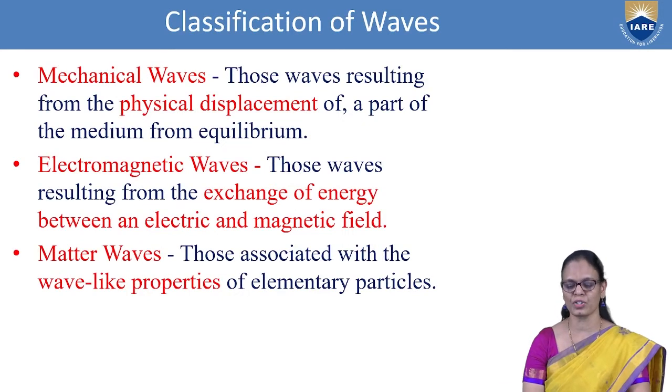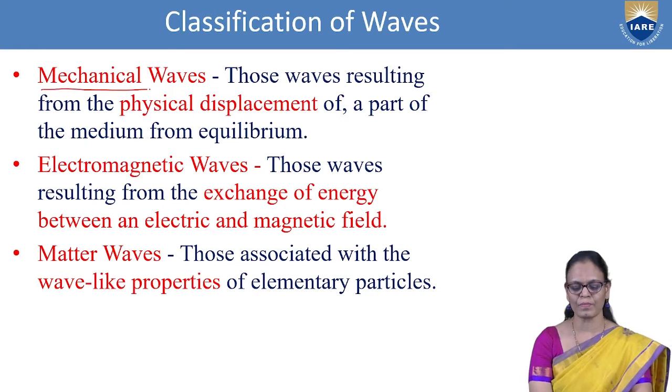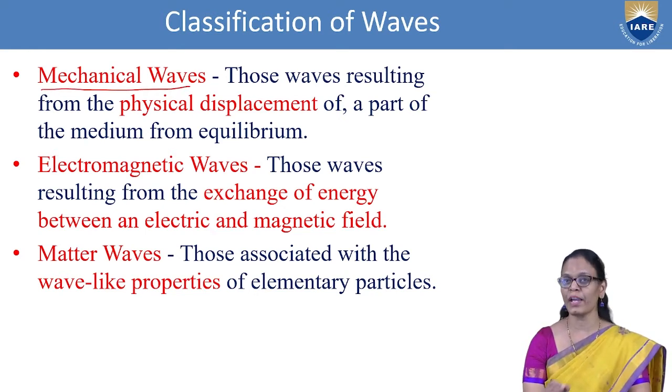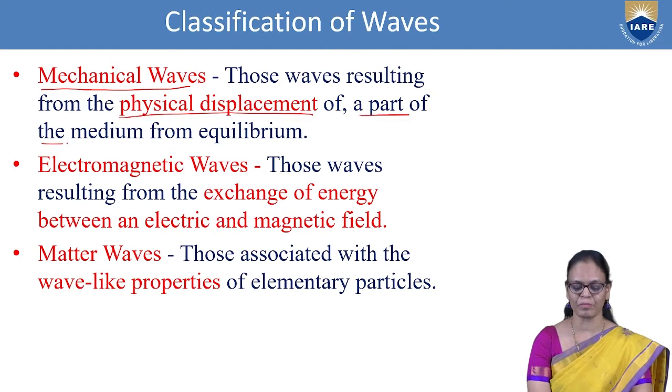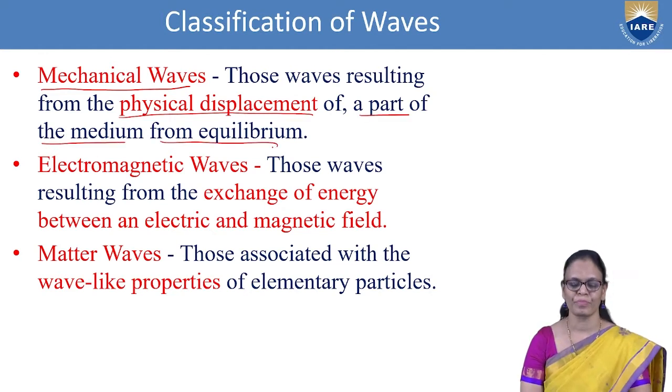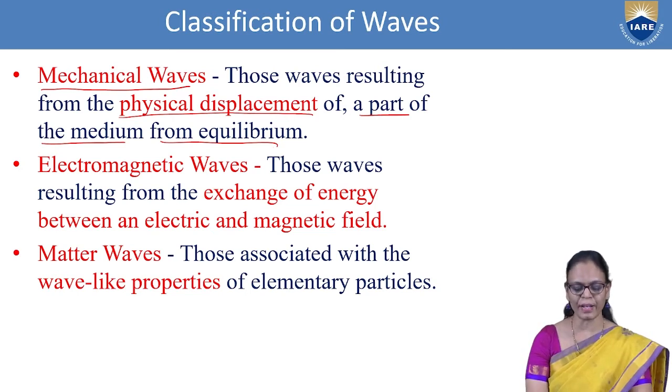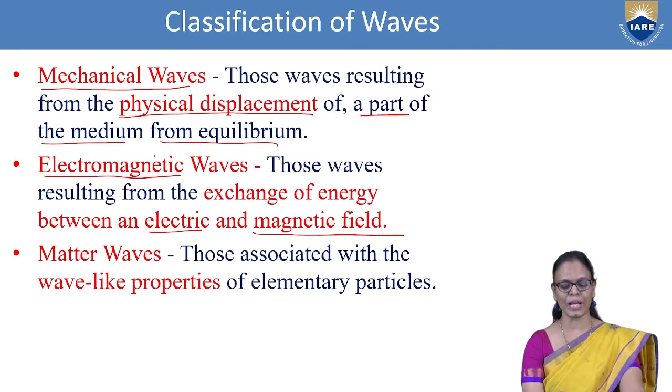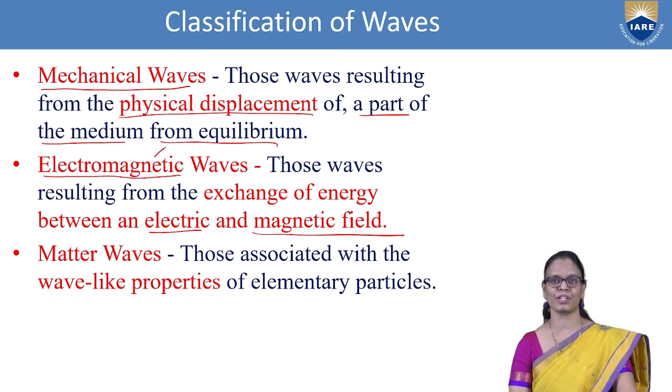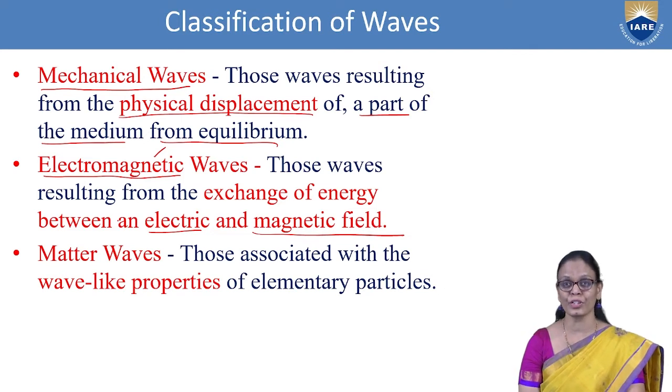Now coming to the classification of waves. First is mechanical waves. What are mechanical waves? Waves resulting from the physical displacement of a part of the medium from equilibrium. Then we have mechanical waves. The second one is electromagnetic waves. So what are electromagnetic waves? Those waves resulting from the exchange of energy between electric and magnetic fields. So whenever we talk about electromagnetic waves, there is exchange of energy between the electric and the magnetic field. The waves resulting due to this exchange of energy, we call them electromagnetic waves.